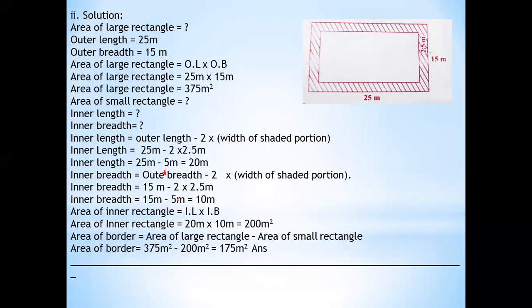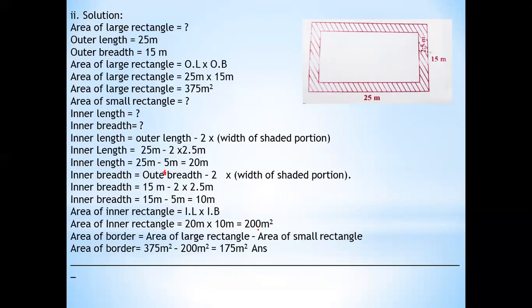Now, dear students, subtract the 5 from the 15, simply 15 minus 5, and we get 10 meter. Now the area of the small rectangle is equal to the inner length multiplied by the inner breadth. The inner length is 20 meter multiplied by the inner breadth, 10 meter. After multiplication, we have got the answer 200 square meter.